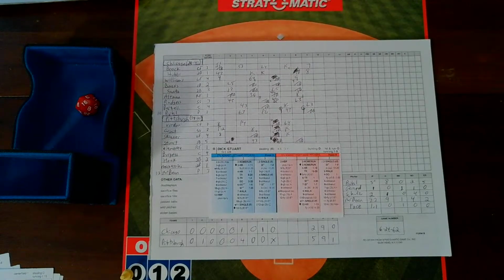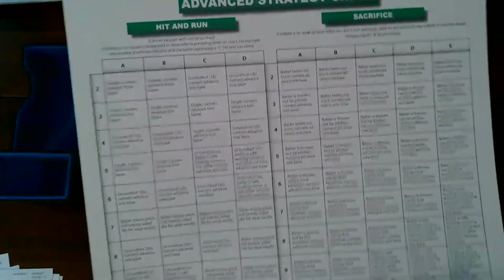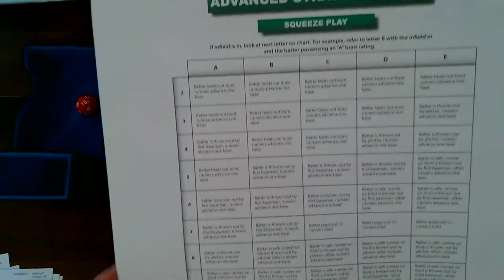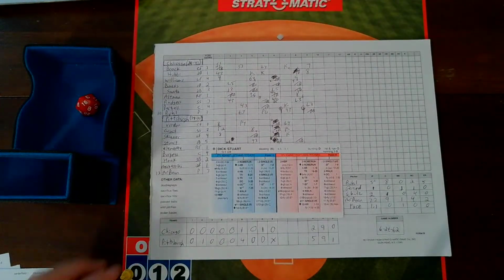I was going to pull the other chart out, and then I realized it was advanced strategy charts. This is only for if you're playing advanced. That's hit and run sacrifice on one side and squeeze play on the other side. So didn't really need that chart since we're playing basic.